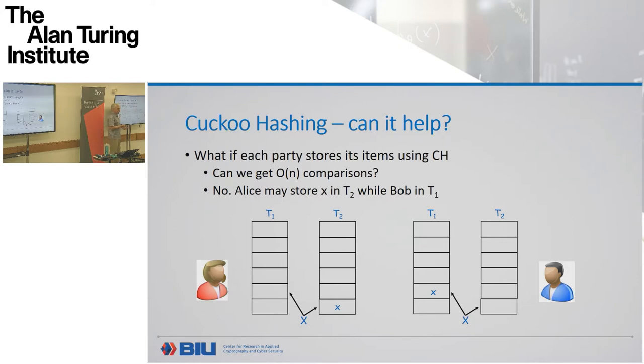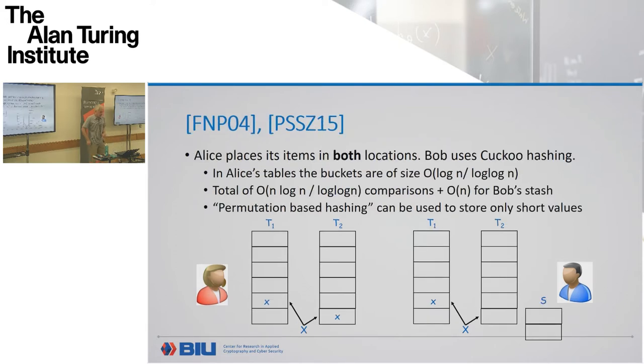Okay. So the issue with Cuckoo hashing is that it is so efficient because each item can be placed in two locations. But this is also why we cannot use it as it is. And previously, it was solved in the following way.